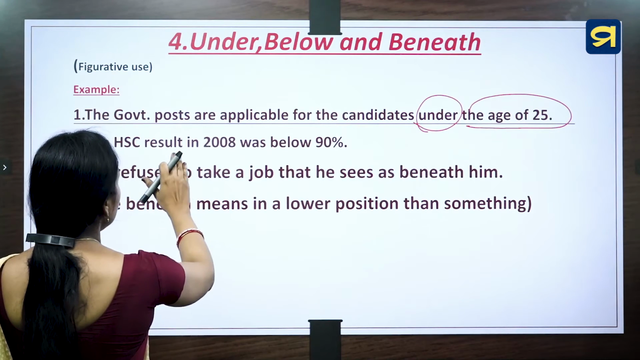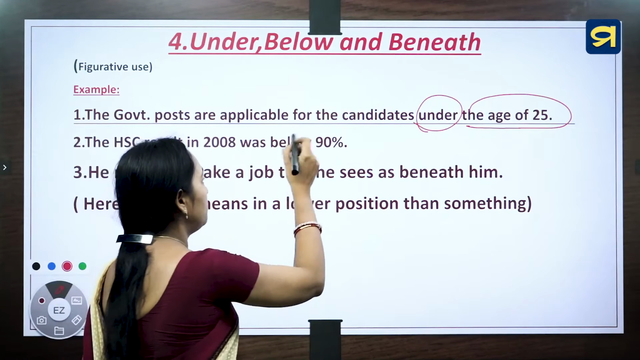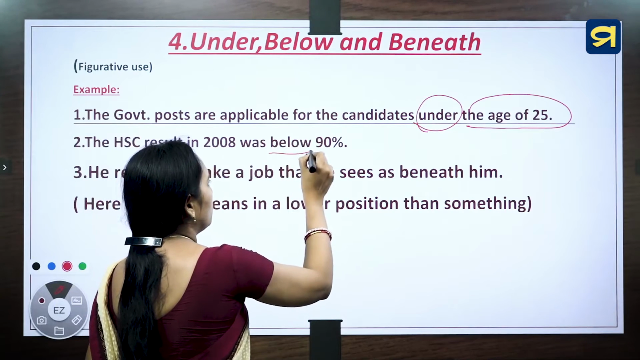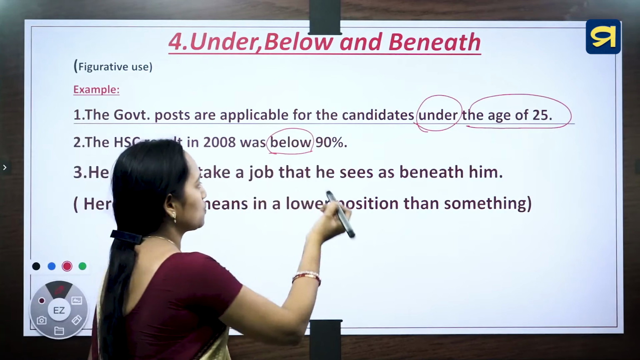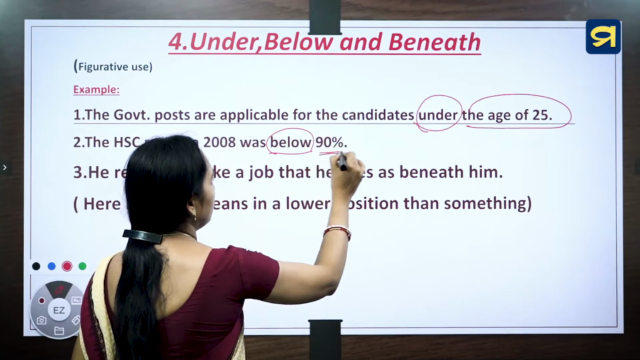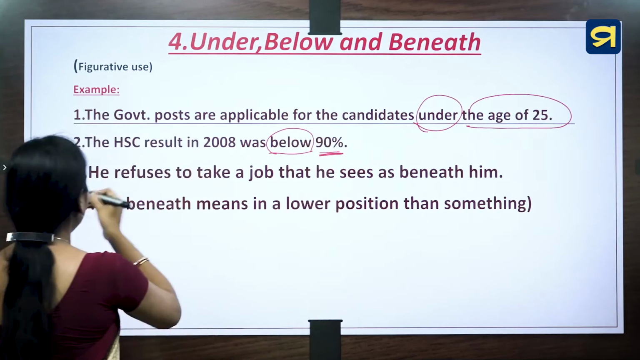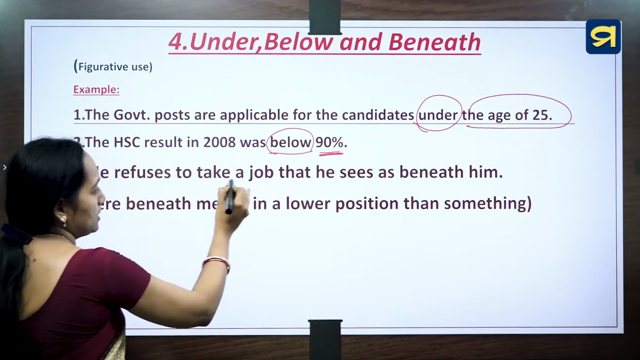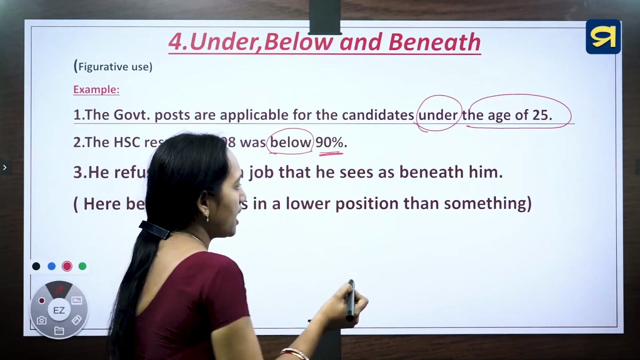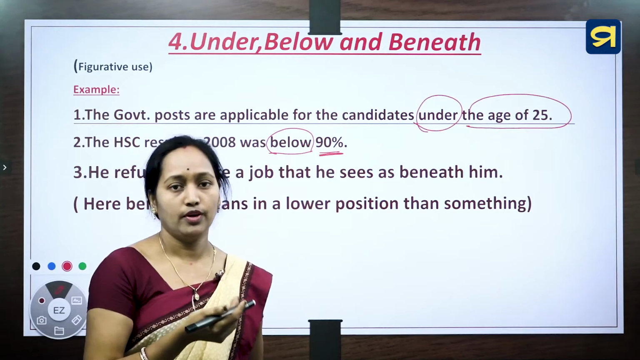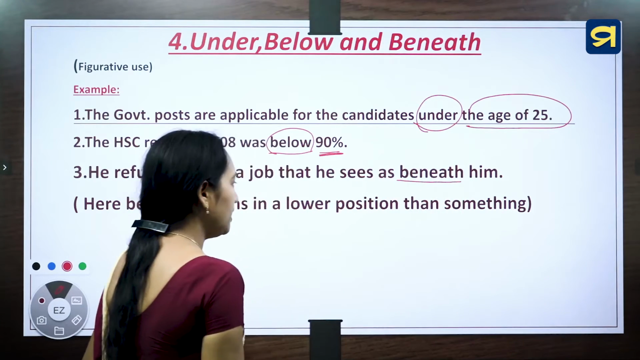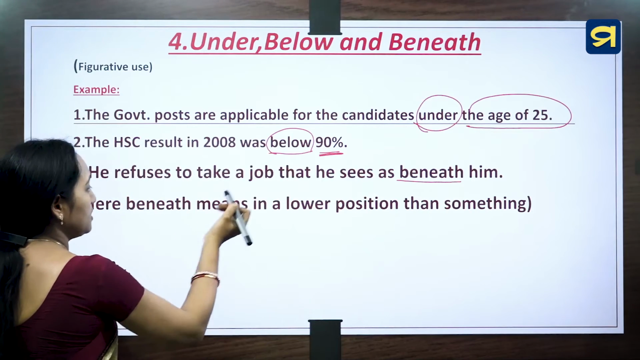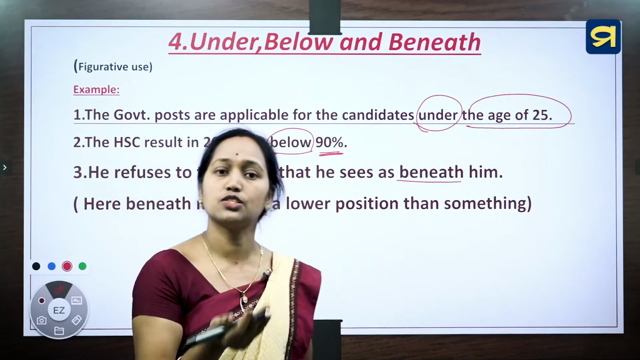Next, the HSC result in 2008 was below 90%. Here below is used to indicate this figurative number. And number 3: he refuses to take a job that he sees as beneath him. Here the preposition beneath is used. Beneath means in a lower position than something.